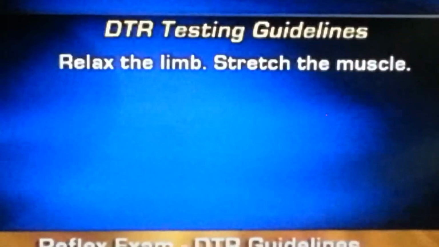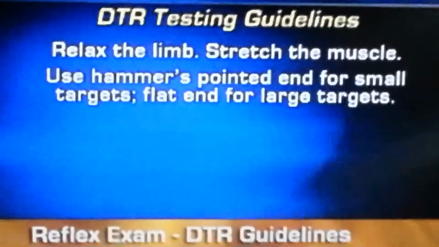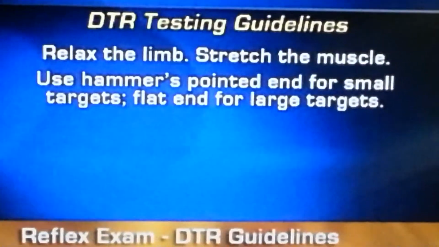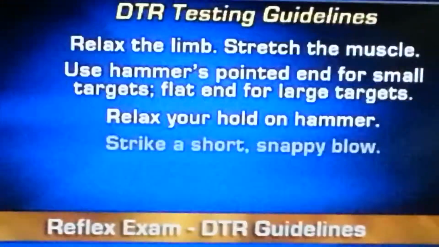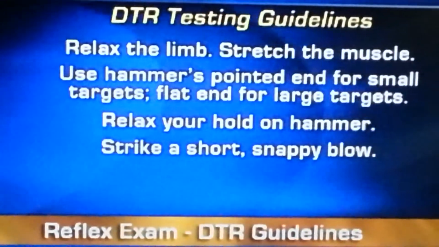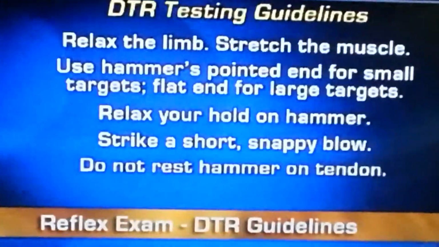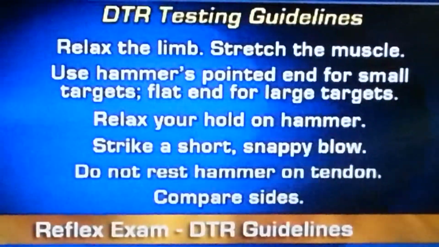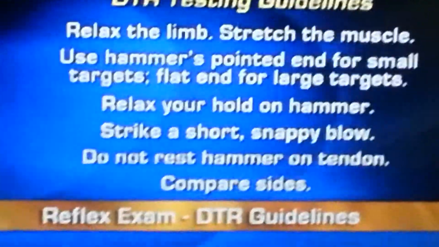Relax the limb and partially stretch the muscle. Use the hammer's pointed end for small targets and the flat end for large targets. Relax your hold on the hammer. Strike a short, snappy blow to the muscle's insertion tendon. Do not let the hammer rest on the tendon. Compare the right and left sides, which should have equal responses.